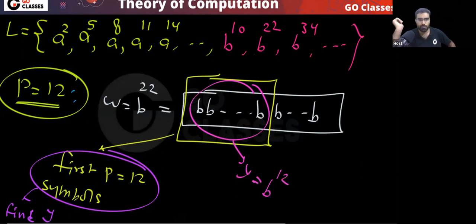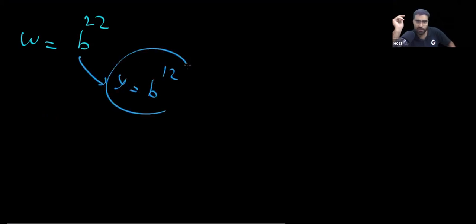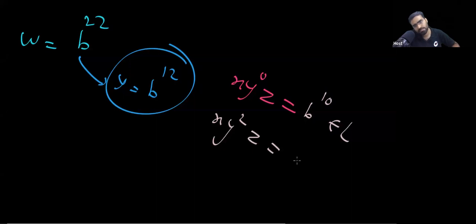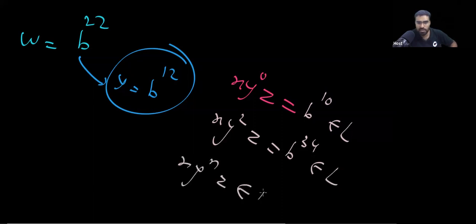Now you tell me, if you take y equal to b power 12, means your string was this. If I repeat this 0 times, what will I get? I will get b power 10, that belongs to L. If I repeat it 2 times, what will I get? I will get b power 34, that belongs to L. You can repeat it any number of times, and that will belong to L.